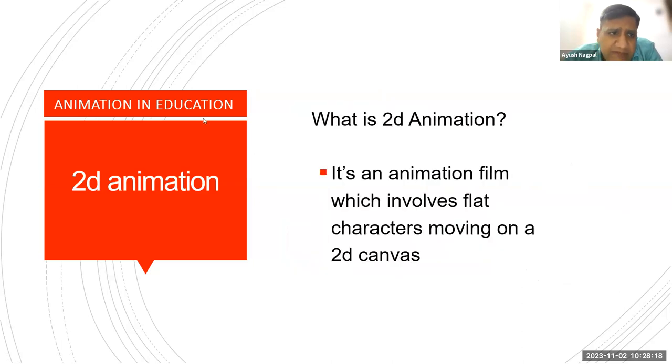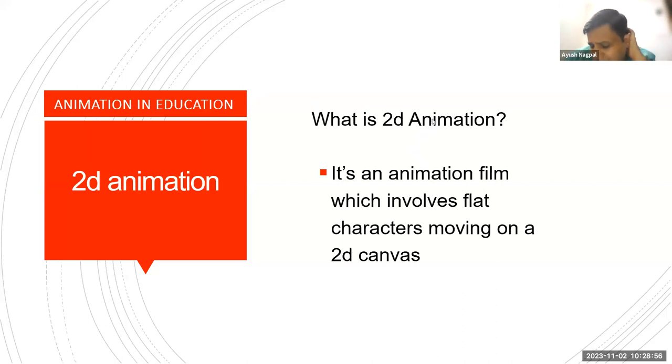Now, 2D animation is when there's an animation film and it involves a flat character. When I say flat, again, it means two dimensions, like a plane, and it moves on a 2D canvas, in a 2D world. So there is no concept of depth in a 2D film. Everything is flat on the same surface. When your characters are flat and your world, the background, is also flat, it becomes a 2D canvas.